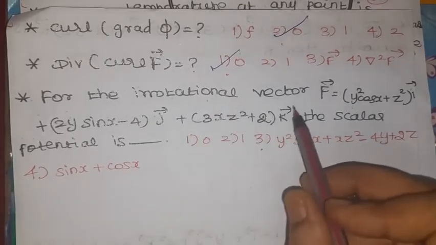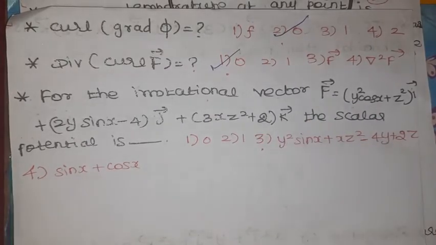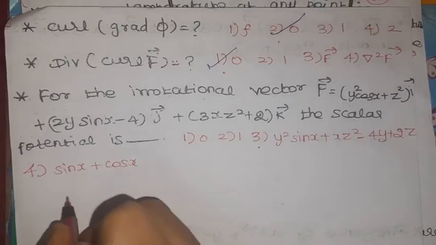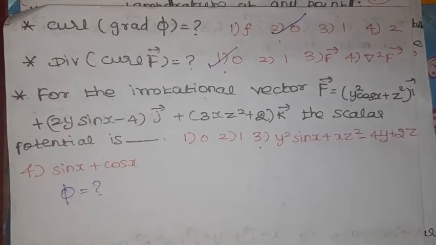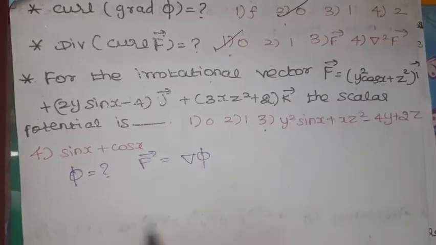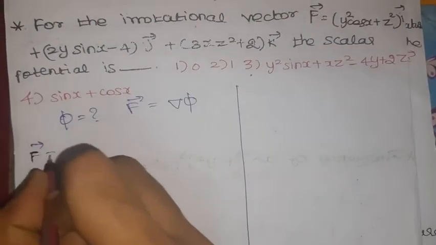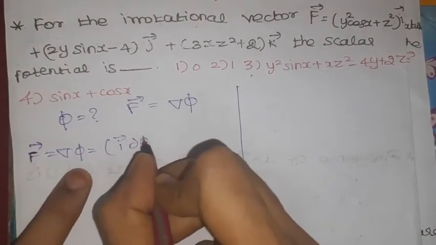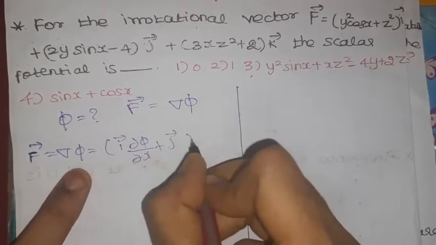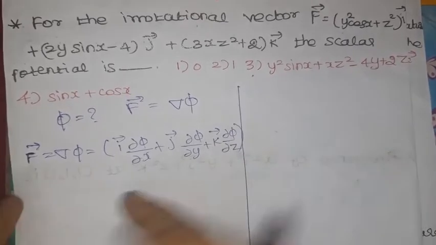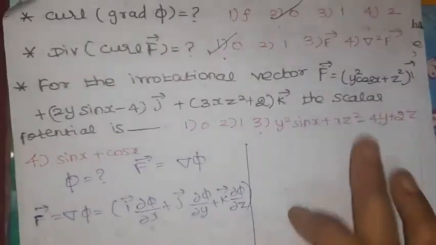Then for the irrotational vector f, given the scalar potential. We have solved this previously. We need to find the scalar potential, which means we need to find the phi value. What is f actually? F is del phi. Del phi is i into dou phi by dou x plus j into dou phi by dou y plus k into dou phi by dou z. So this is f vector, which is also given here.